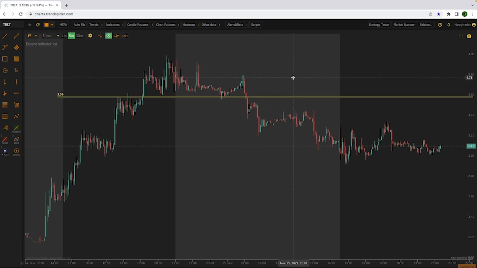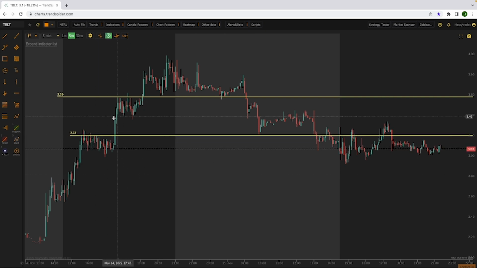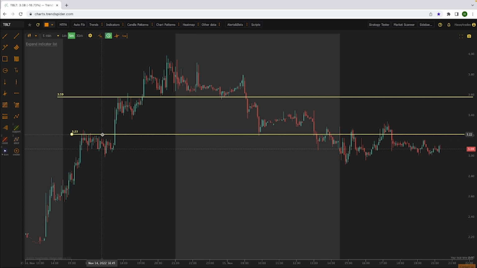Let's draw a few more areas of support, and look here, you want to aim for the most touches you could possibly get. That will be an area of resistance. It'll act as resistance now. The 3.22 area. Why? 1, 2, 3. If you look here, how many touches do we get? 1, 2, 3, 4, 5, another touch, 6, 7.